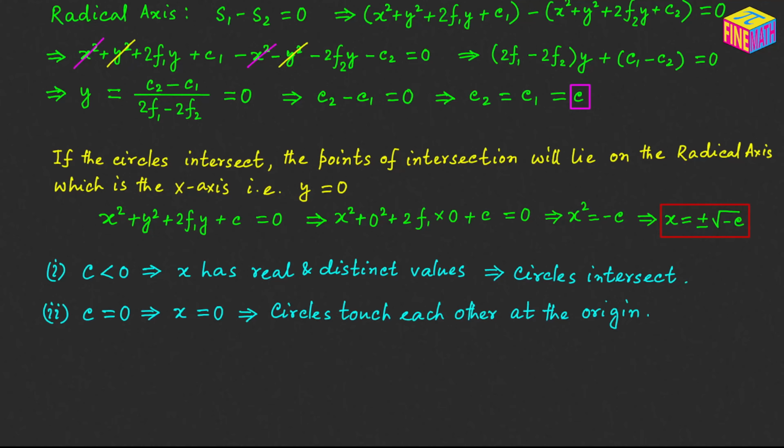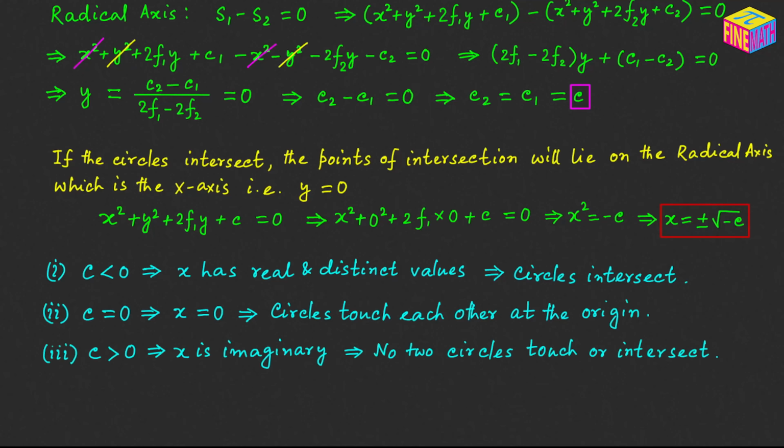And then if c is 0, then the value of x becomes 0, that means the circles don't intersect but they touch each other at the origin. And when c is a positive number, negative c becomes a negative number. That means the value of x becomes imaginary. That means no two circles touch or intersect. I hope things are clear up to this point.